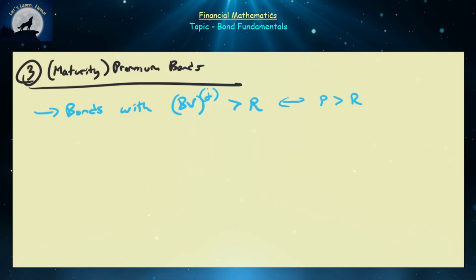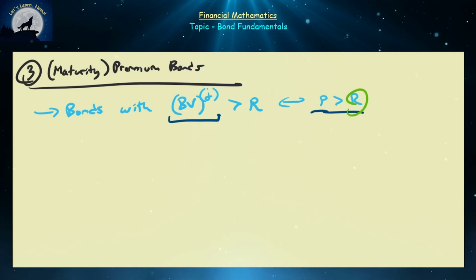So the next type of bond actually isn't about bonds, but bonds when they interact with a transaction such as a purchase. So let's assume that we buy a bond under some yield rate J. And then there's going to be some associated book value under that rate J, which is going to be associated to the price for which we paid P. So if that price is greater than the redemption value, then we say that that bond is purchased as a maturity premium bond.